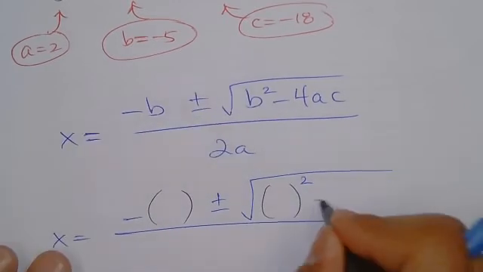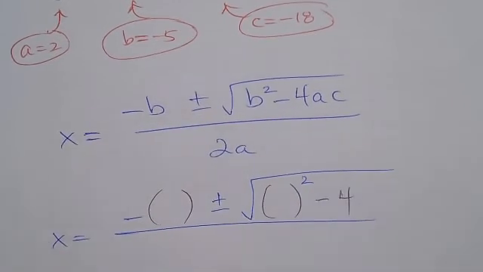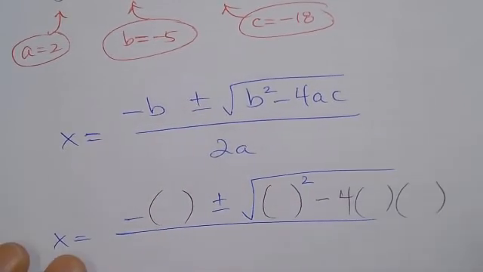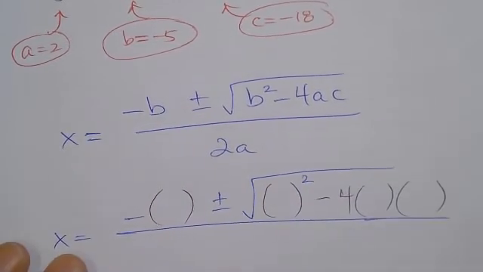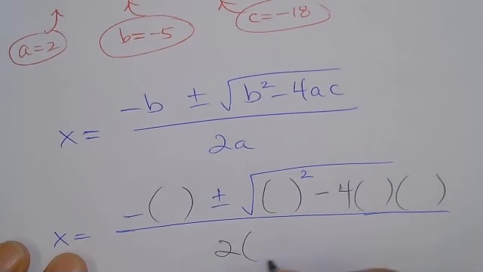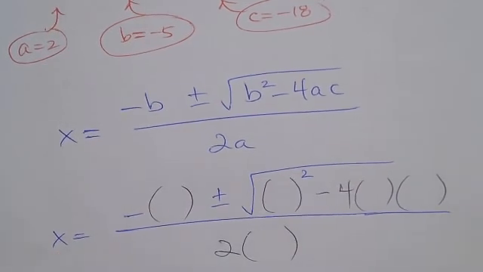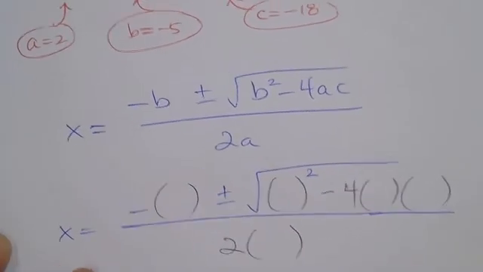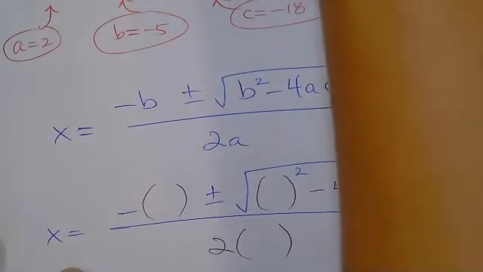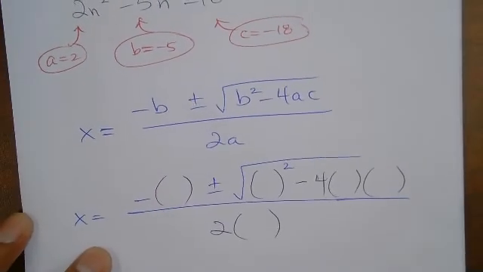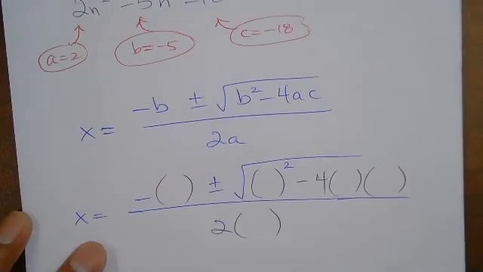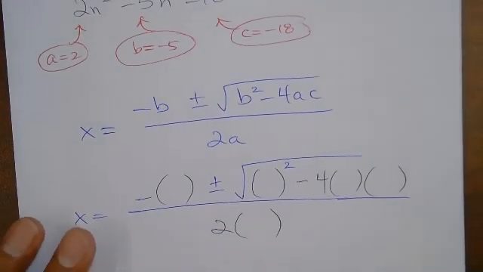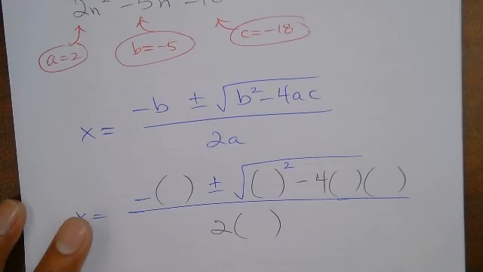Okay, substitute first. Negative something plus or minus square root of something squared minus 4 times something, divided by 2 times something. All right, I'm sure you're not going to put the wrong numbers. I bet you better not.